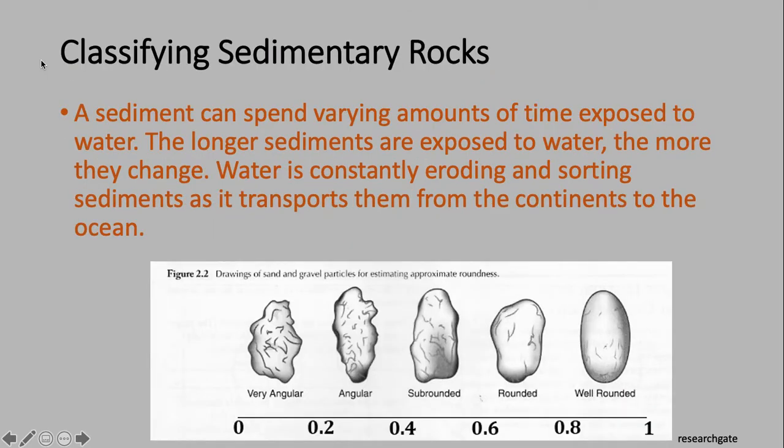So a sediment can spend varying amounts of time exposed to water. Rocks are broken down by weathering and erosion, and that usually ends up putting sediments into a body of water. The longer sediments are exposed to water, the more they change. Water is constantly eroding and sorting sediments as it transports them from the continents to the ocean. And you can see the chart here. We go from angular grains on the left to well-rounded grains on the right.